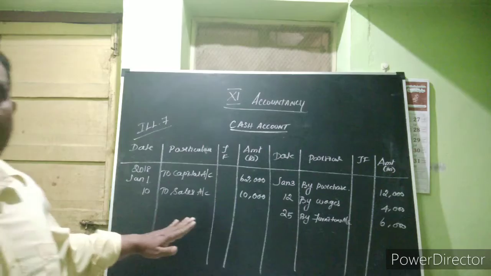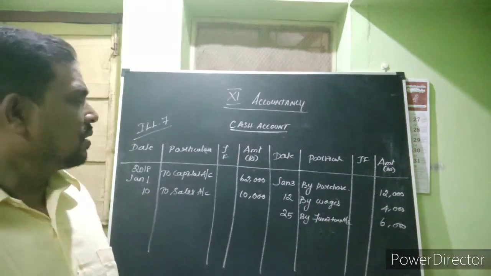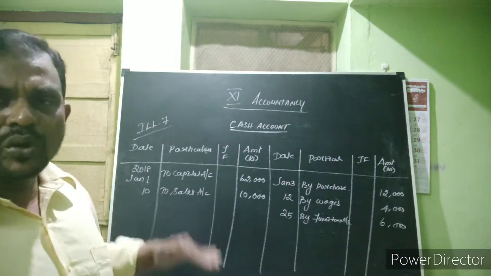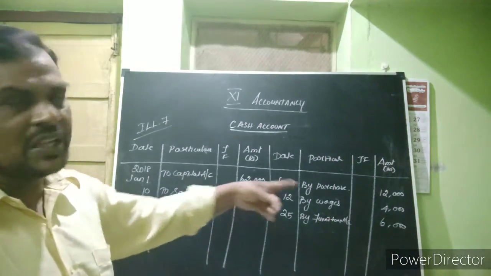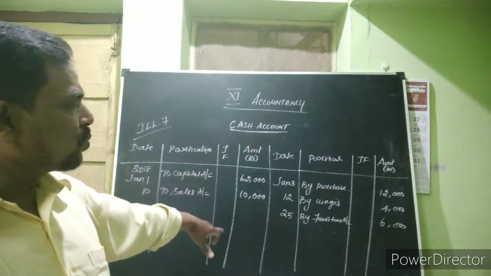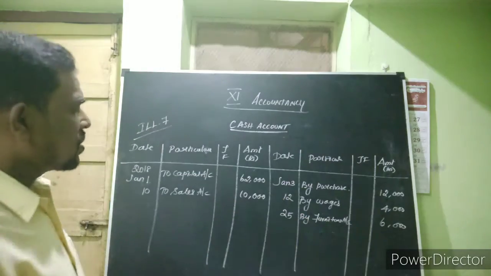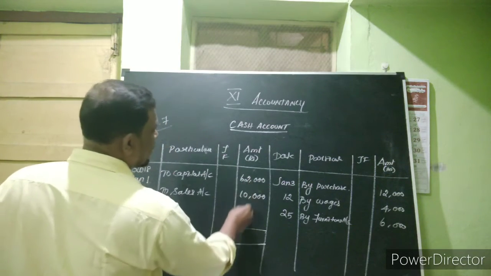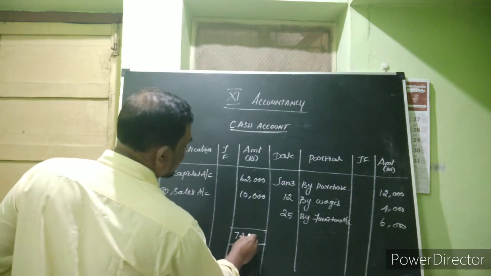Okay. Now all the entries are over. Now we have to close the ledger. How to close the ledger? We have to check which side is bigger, either the debit side or the credit side. Here the debit side is more than the credit side. So what is the total amount? The total amount is 72,000 here.